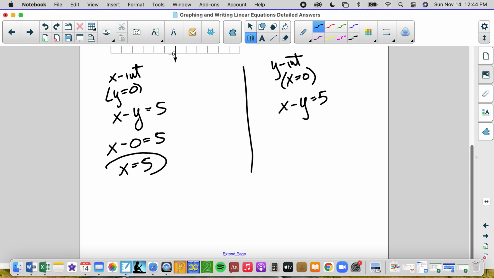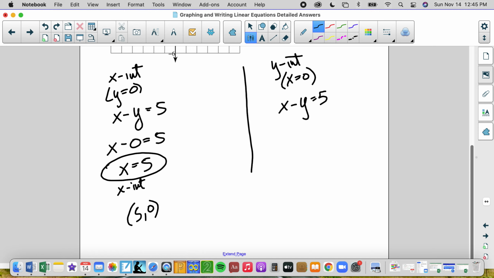And we get our x-intercept. That would be 5, 0, because when we plug in 0, we get 5 out for x, and we know coordinates are written x, y, so that point would be 5, 0.